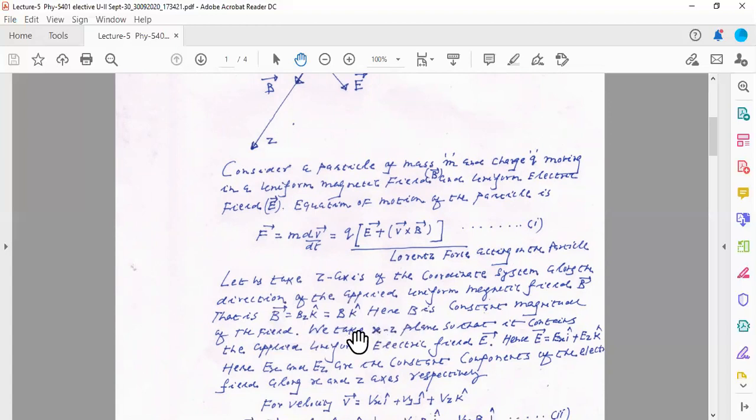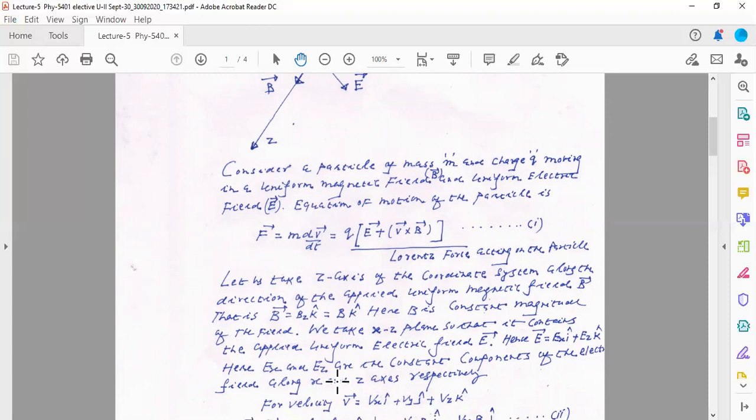And here, once again, we take the xz plane so that it contains the applied uniform electric field. And so the electric field has two components, E_x and E_z, because it is applied in the xz plane. So E_x and E_z are the constant components of the electric field along the x and z axis respectively.